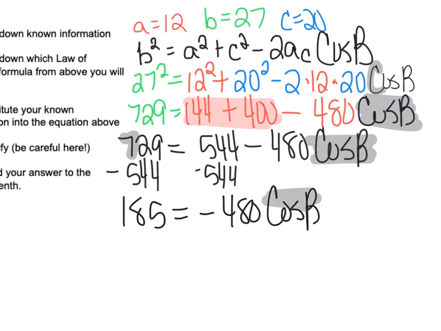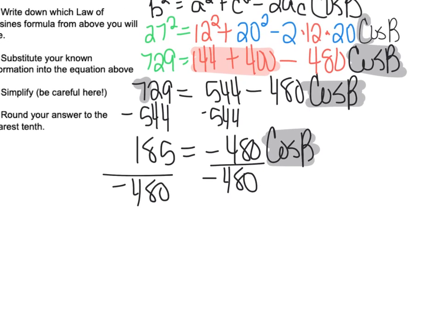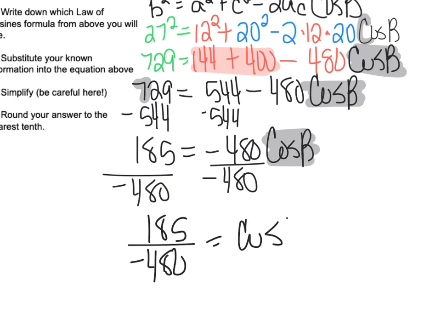Still on that path here, we want to get the cosine of B all by itself. So I would need to divide out the negative 480. And I would get 185 over negative 480 equals the cosine of B. Now I have the cosine of B all by itself.